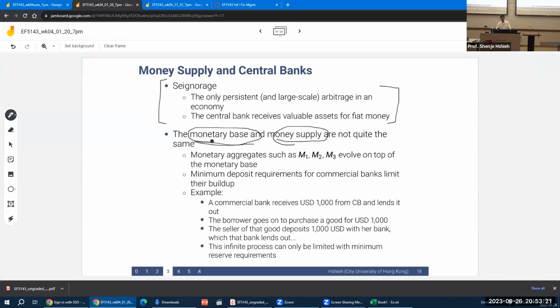Okay, there is a difference between monetary base and money supply, as I mentioned already. Monetary base is just currency in circulation plus reserves that banks deposit at the Federal Reserve or the central bank, PBOC, whatever. Money supply is the monetary base plus M1, M2, and M3. So M1 is the deposits, M2 is savings, M3 is long-term deposits, CDs, certificates of deposit.